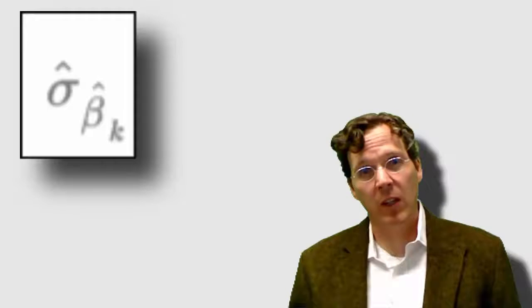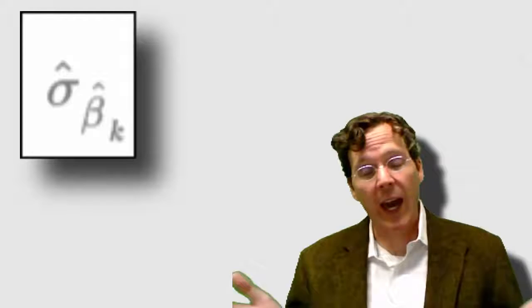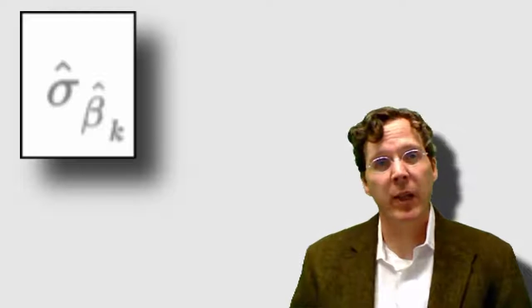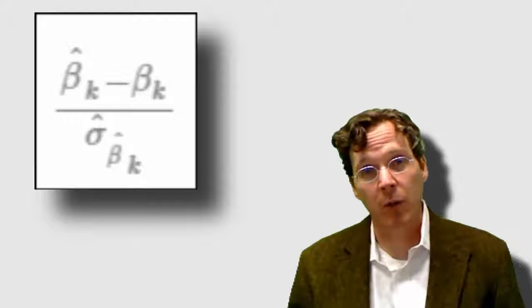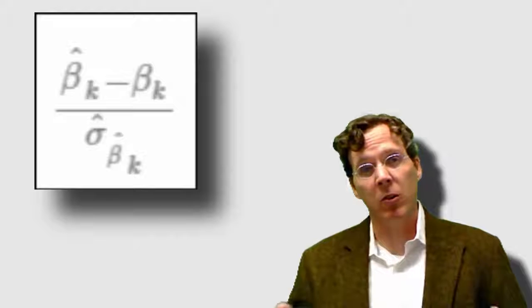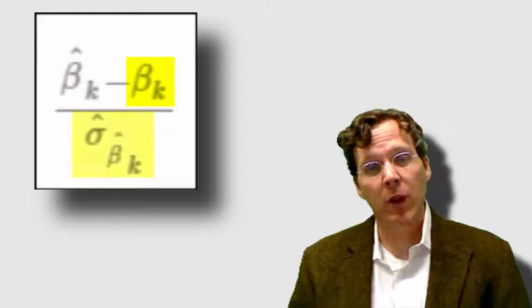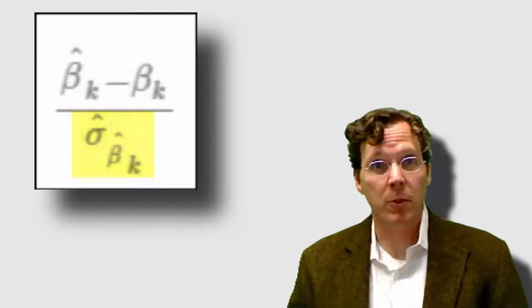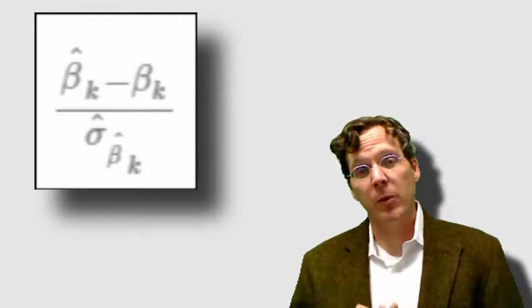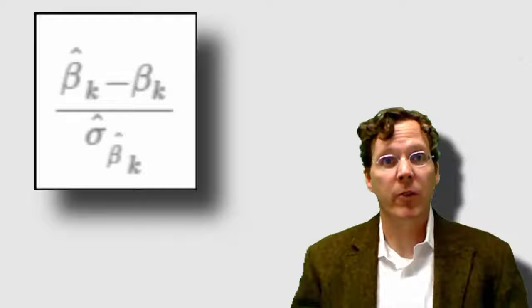Our coefficients have standard errors: sigma beta 1 hat for beta 1, sigma beta 2 hat for beta 2. And we can test whether or not specific coefficients are 0 with a t-test, because the beta hat minus its true value, divided by this standard error, follows a t-distribution. So all the things we knew about from linear regression carry over to multivariable regression.